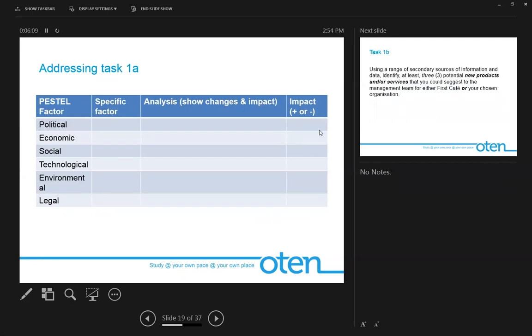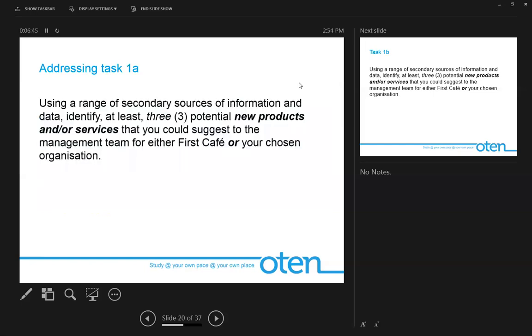Now, in saying that, please make sure you only put either positive or negative, just one of them. It can't be both, and it can't be neutral. If you find it neutral, or both positive and negative, there are two possibilities. First, either your research is not comprehensive enough, or there's probably no impact. If that is the case, then you should ignore that factor. So hopefully that gives you an idea in terms of PESTEL. Now let's move on.